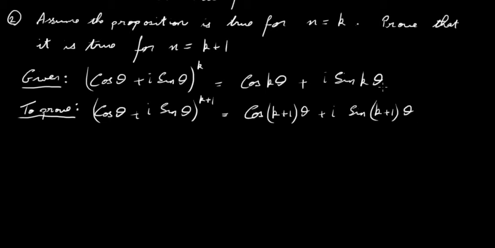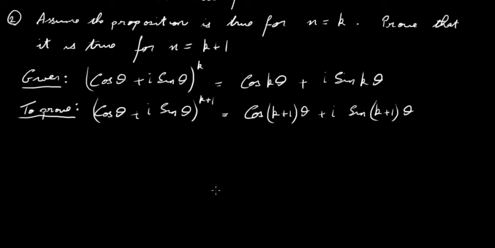So here we're assuming that this is true. In other words, that (cos theta plus i sine theta) to the power of some number k is equal to cos k theta plus i sine k theta. We can bring the k down here, and it does work. It is actually true, we're assuming that's true. We've got to prove that it's true for k plus 1. So when the power is k plus 1, can we bring the k plus 1 down here?